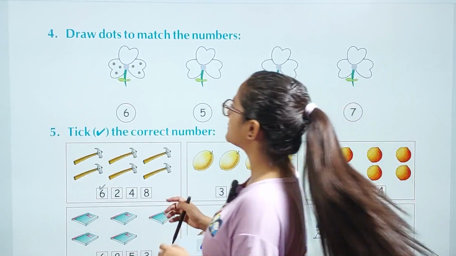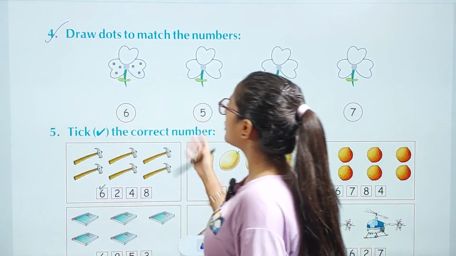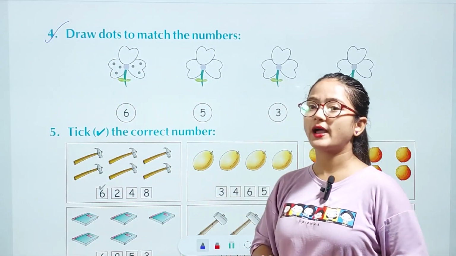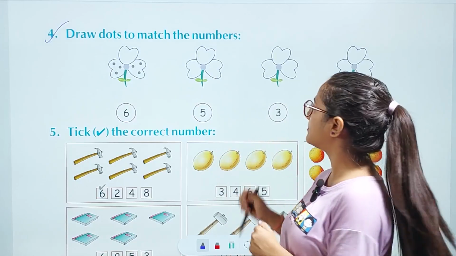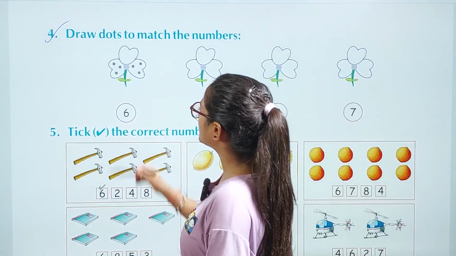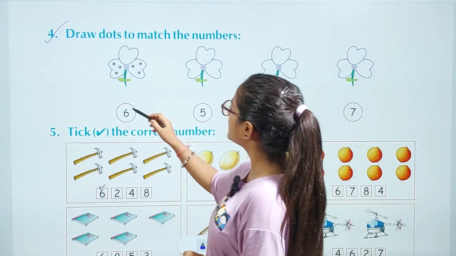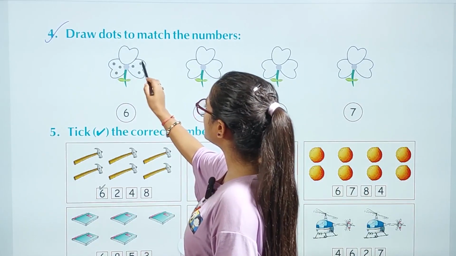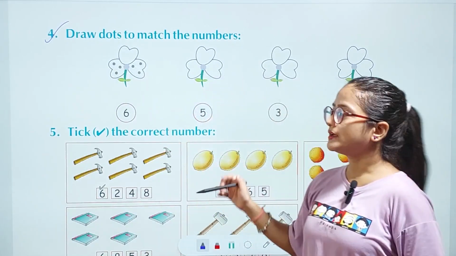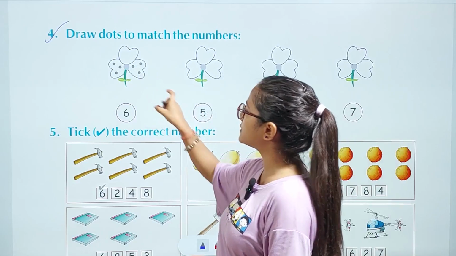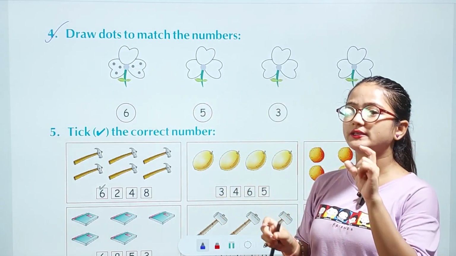Now students, let's move into the next question. Draw dots to match the numbers. You have to draw the dots to match the numbers. Okay, in the first one they have already done. There are 6 dots. 1, 2, 3, 4, 5, 6. 6 dots. So you have to draw the dots according to the given number.